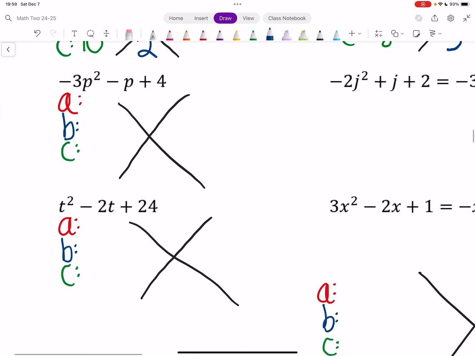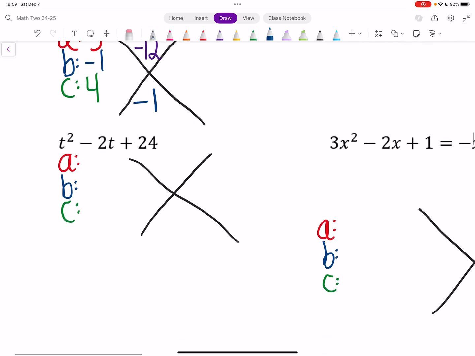Let's take a look at a couple more here. I've noticed with this one with p that a is negative 3, b is negative 1, and c is 4. Once again, I want you to practice writing this nice and small on the top to remind yourself that you will multiply a by c in order to get what goes on the top of the x problem, which is negative 12, and then b is written in the bottom.